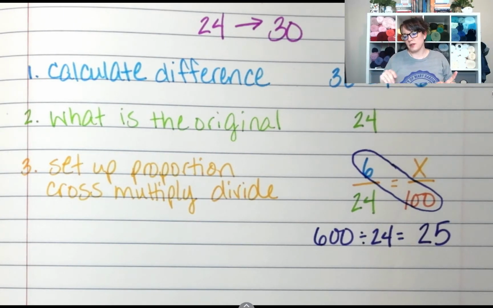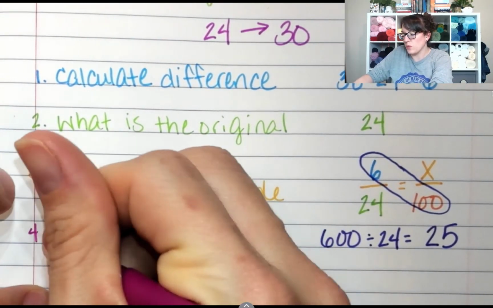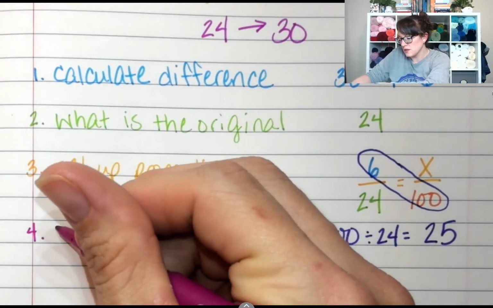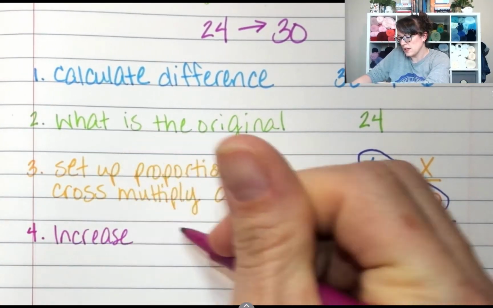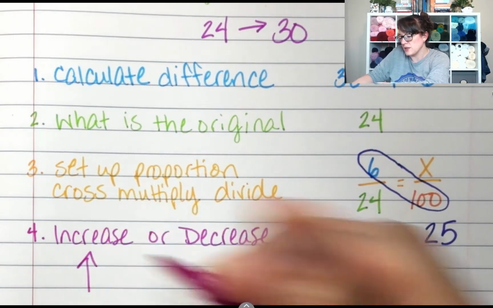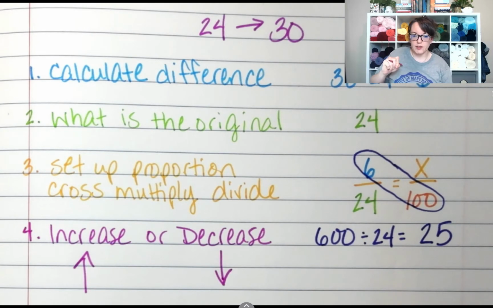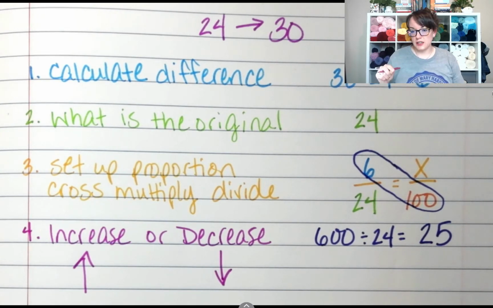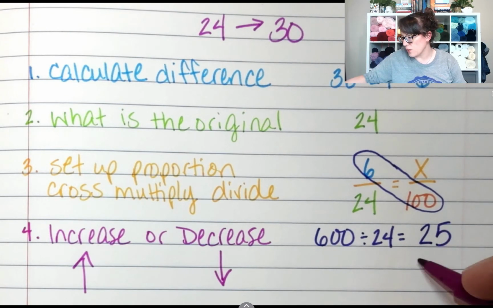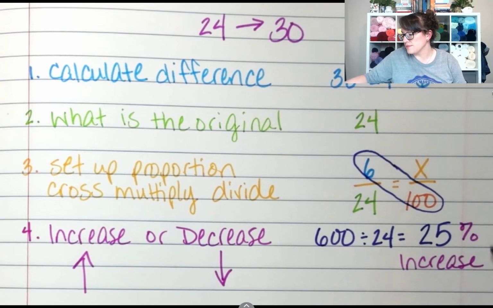There's one last step, and it almost seems silly: tell whether it was an increase or a decrease. An increase is a rise, a decrease is a fall. From the original, which was 24, to the new, which is 30, it increased. So this is a 25% increase.